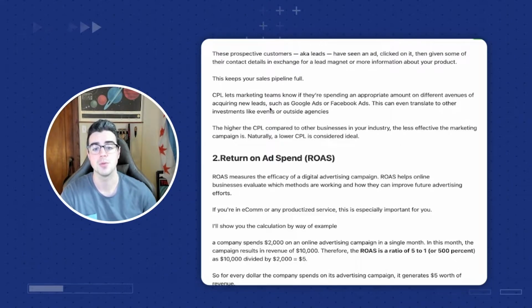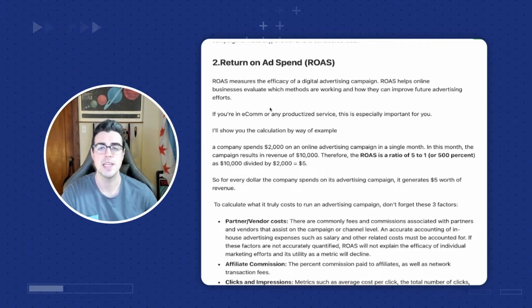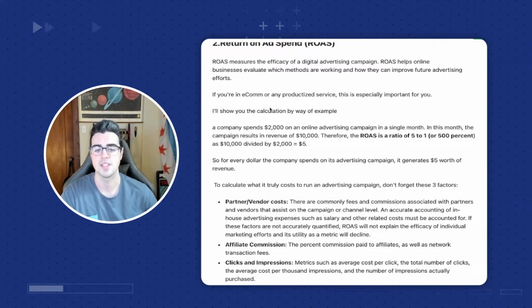All right, number two. Return on ad spend, or ROAS. ROAS measures the efficacy of a digital advertising campaign. ROAS helps online businesses evaluate which methods are working and how they can improve future advertising efforts. If you're an e-com or any productized service, this is especially important for you. I'll show you the calculation by way of example.